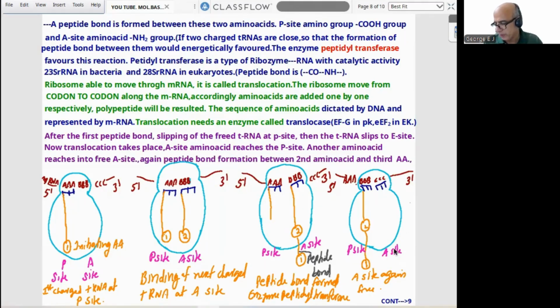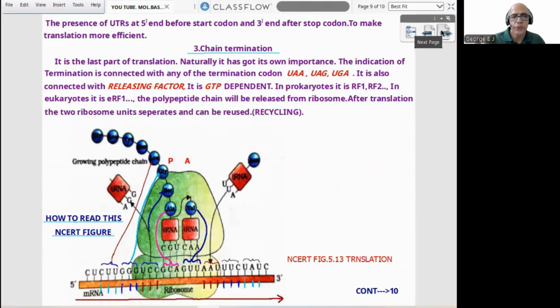So, diagram clear. This way it continues. This is how it proceeds. Now, next page. Presence of UTRs at 5' end before start codon and 3' end after stop codon make translation more and more efficient. UTRs, untranslated regions.